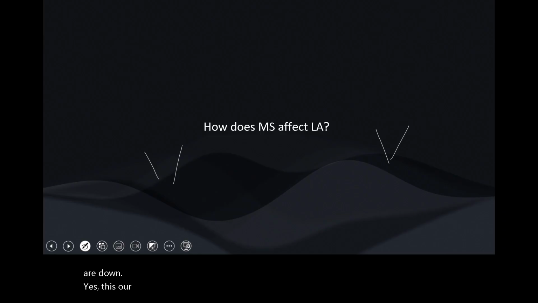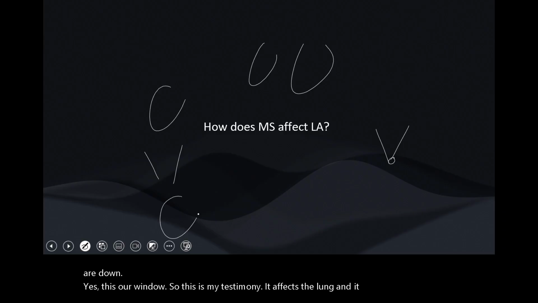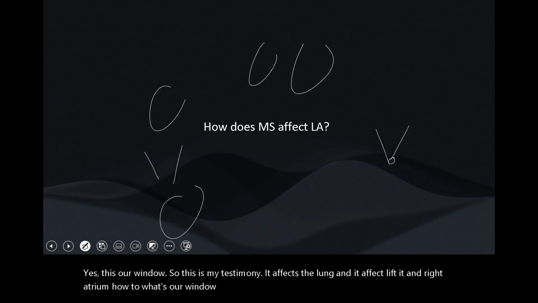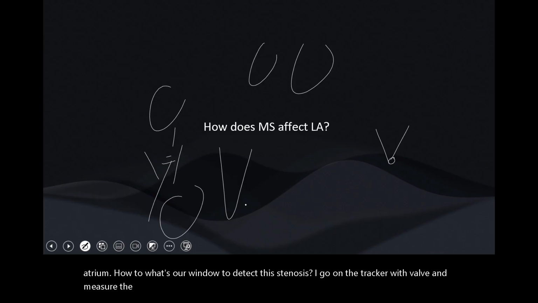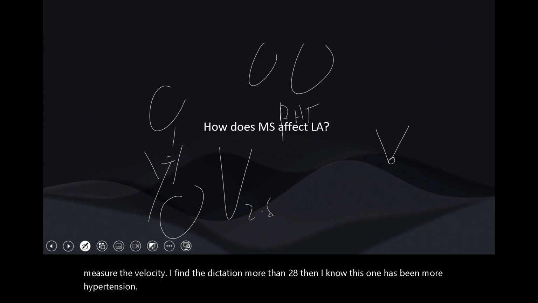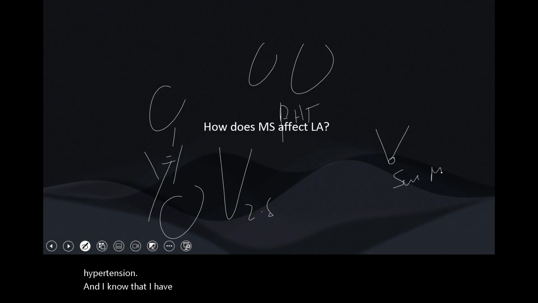So this is mitral stenosis. It affects the lung and then affects the left atrium and right atrium. What's our window to detect this stenosis? I go on the tricuspid valve and measure the velocity. I find regurgitation more than 2.8. Then I know this one has pulmonary hypertension and I know that I have severe mitral stenosis.